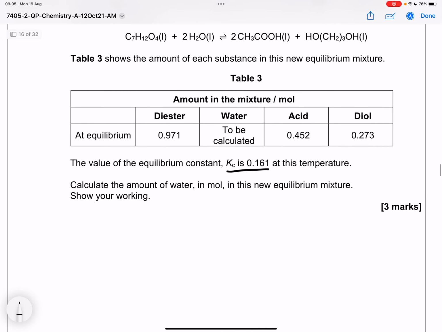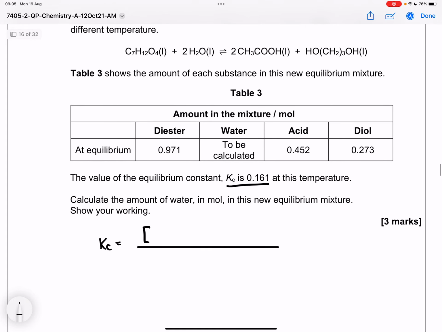Calculate the amount of water in moles in this new equilibrium mixture. Now first thing I would do is write the Kc expression, because it's a Kc value. Remember, it's a fraction. On the top line of the fraction, you have the products, and the powers would be raised to the number of moles of that thing in the balanced equation. And remember, concentration is squared brackets, over the reactants.